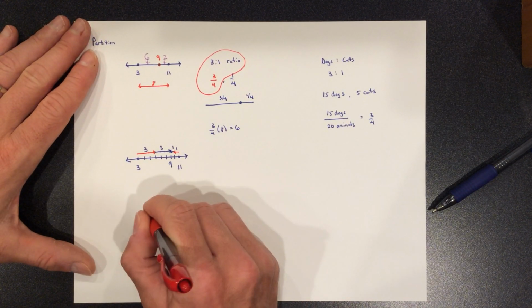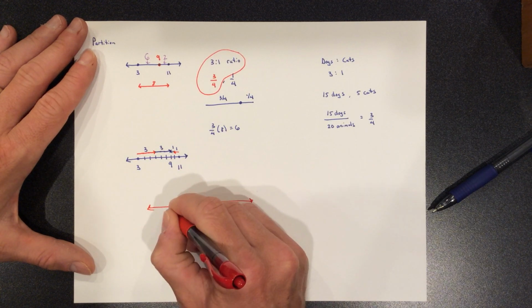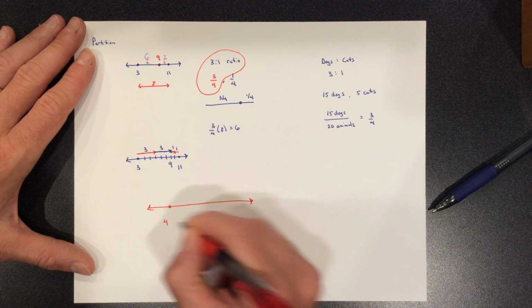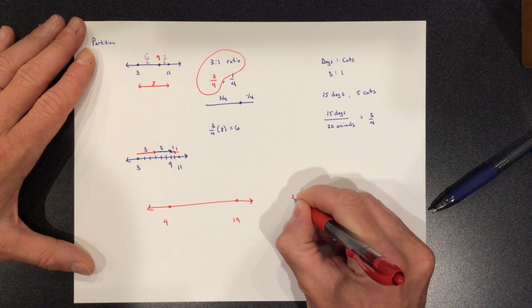Again, let's do another one. Let's say I'm here at 4, and I'm going to go all the way to 19, and I want to divide it into a 3-to-2 ratio.